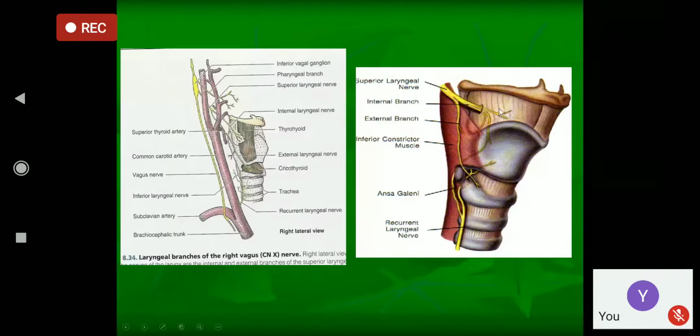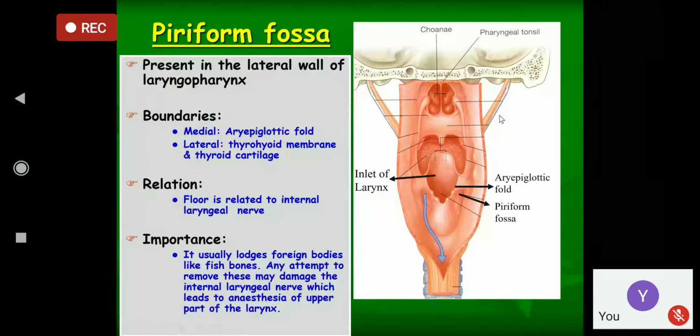Laterally we have the lamina of the thyroid cartilage and the thyrohyoid membrane. That is the lateral boundary. Now next, see the apex. Over here is the tongue, I think you have already learned about the tongue, and just behind the tongue we have the vallecula. This vallecula will be separated from the pyriform fossa by the glossoepiglottic fold. You do not need to remember that. The main thing you have to remember in the pyriform fossa is the floor.